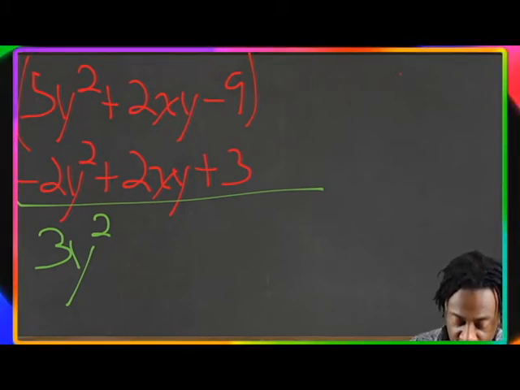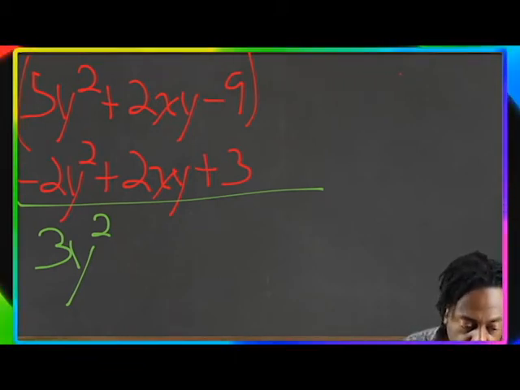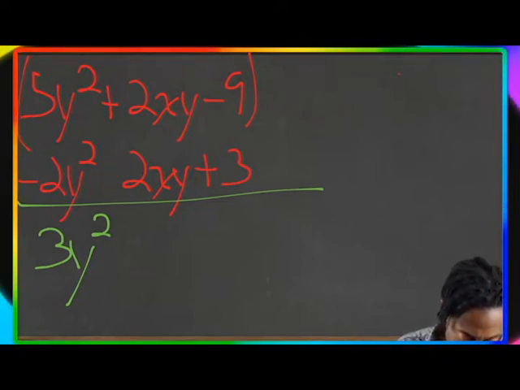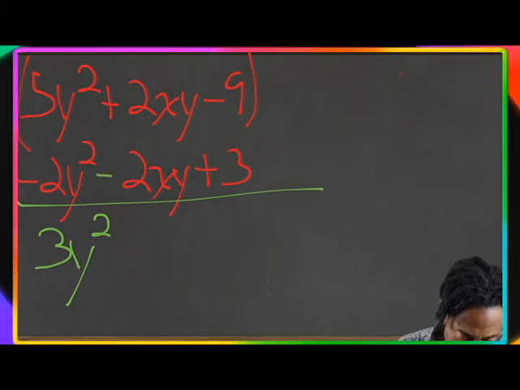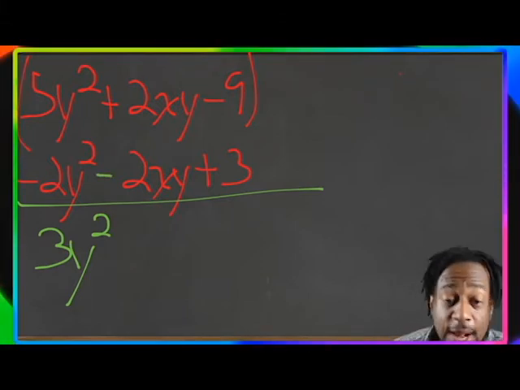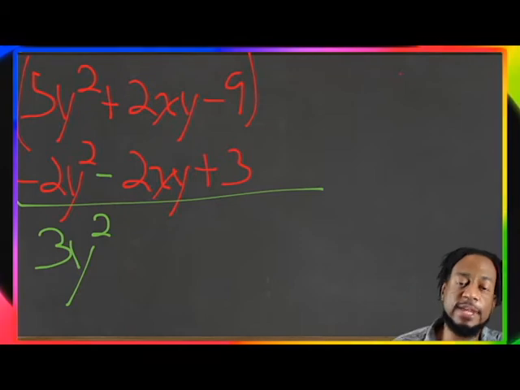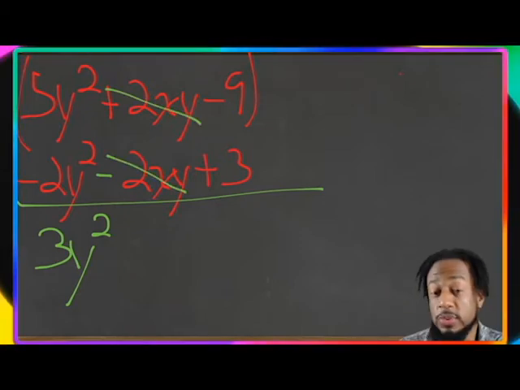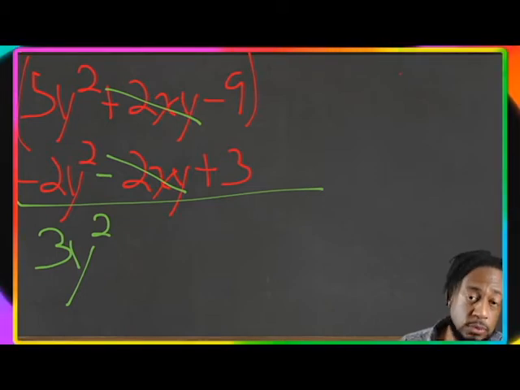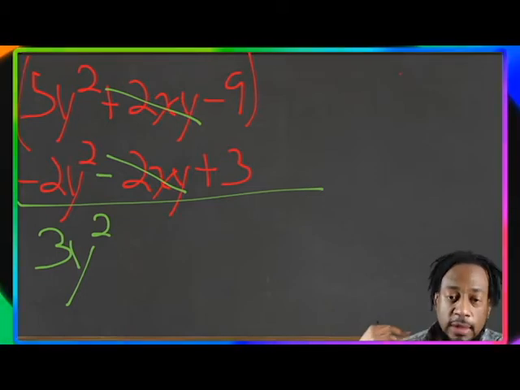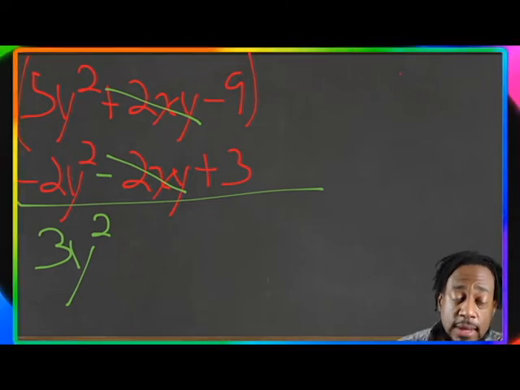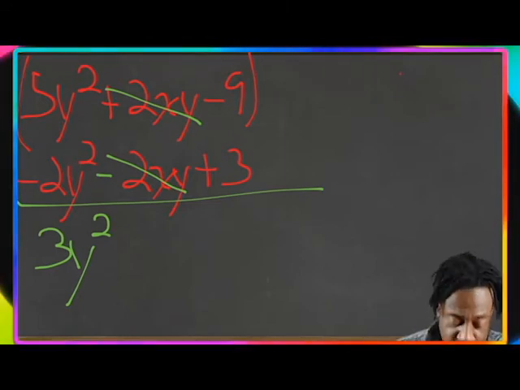Now, we have a positive, and I copied this wrong. It's supposed to be negative here. Sorry about that. So, we have a positive xy and a negative xy. This is where the magic happens. It cancels. Because you have 2, and you take away 2, it's 0. No more xy. Positive 2xy, negative 2xy is 0.